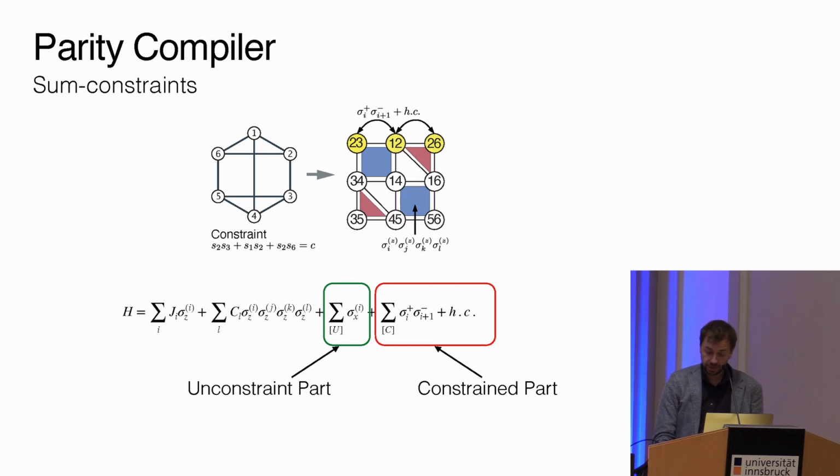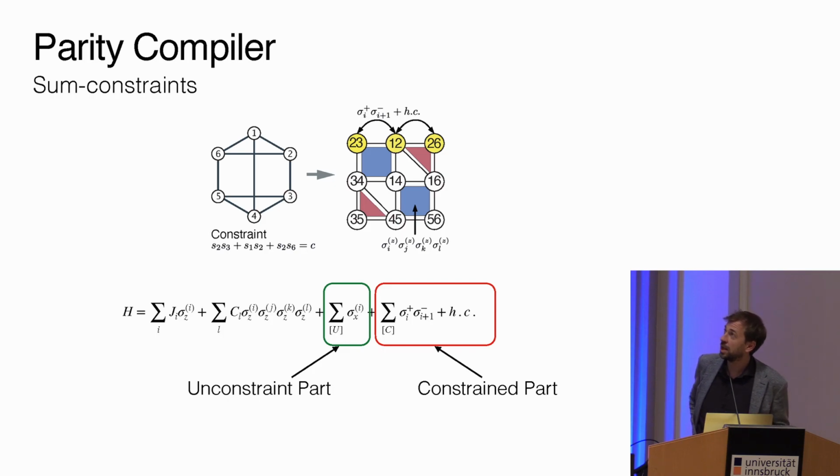And now the examples that we've shown worked without auxiliary qubits. However, sometimes it's also favorable to just add a small number of auxiliary qubits, which is also something that we can do during the compiling process.